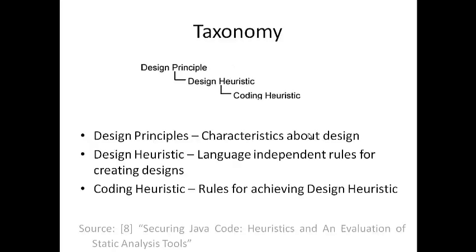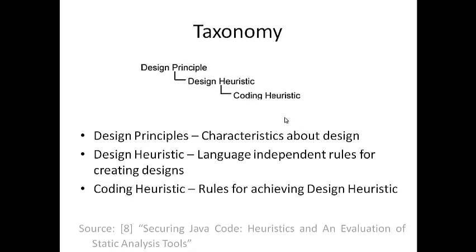Well, it is also about securing software code. So, in order to do that, the authors of Securing Java Code: Heuristics and an Evaluation of Static Analysis Tools are suggesting a new taxonomy for correlating coding heuristics with the design principles. So here is the taxonomy that is suggested by the authors.